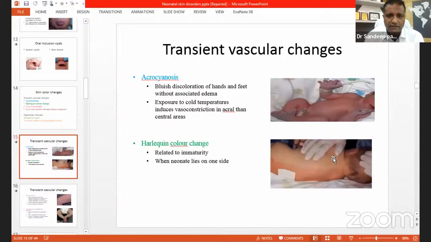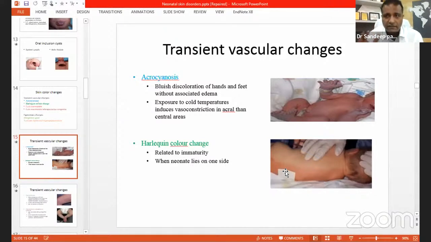But another slide which you can see here. This is the back of the child, and half of the back, the lower part, is hyperpigmented, or you can see it is pinker as compared to the upper half of the back of this child. Why does it happen? Because of autonomic instability. What does autonomic instability cause? It causes pooling of the blood with the gravitational force in the lower, dependent part of the body, and that is called Harlequin color change.